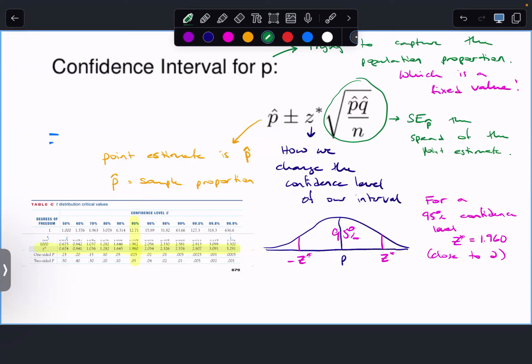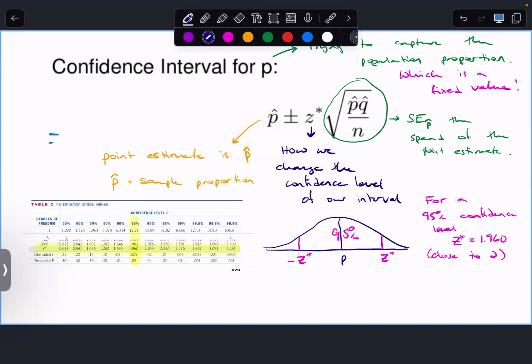So if I move out two standard errors in either direction around my point estimate, then I have built a 95% confidence interval, or let's say 1.96 standard errors. And then, of course, the plus minus comes from the negative and the positive because I have to move out in either direction.